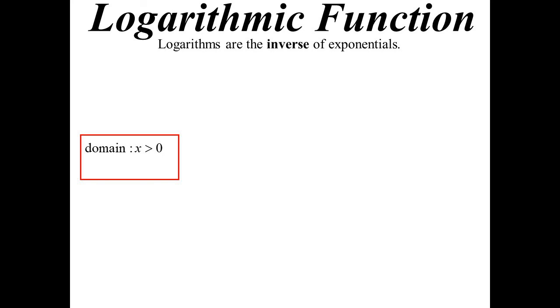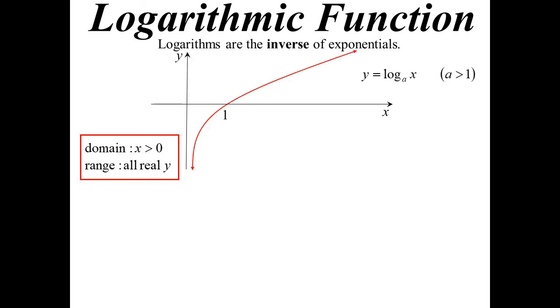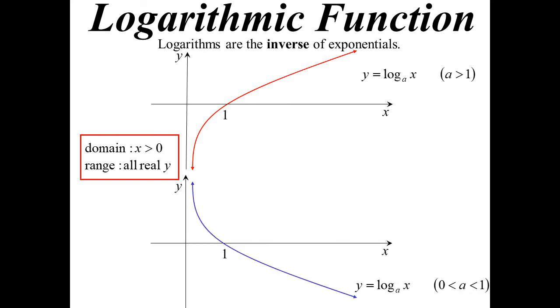So we just saw that the range of the exponential was y is greater than 0. So therefore we're expecting the domain of the log function to be x is greater than 0. We saw that the domain of the exponential was all real x. Therefore the range for the log curve should be all real y. And we'll end up with something like that. So a reflection of the exponential curve in y equals x. But once again, that's when the base is greater than 1. If the base was in between 0 and 1, we'd get the blue curve.